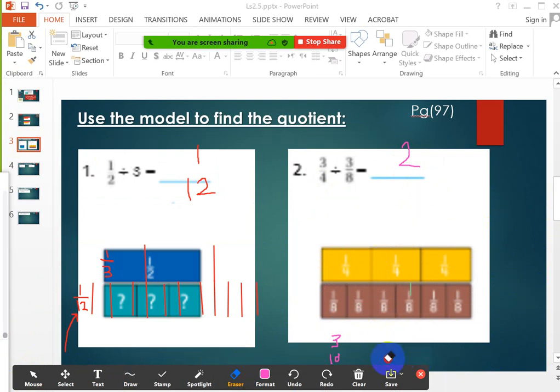You have to count. How many groups of 3 over 8? Look, count: 1 over 8, 1 over 8, 1 over 8. This is the first group of 3 over 8. 1, 2, 3, 3 over 8. Also another group of 3 over 8. That means I have how many groups? 2 groups. The answer is the number of groups. This is the idea, girls. I hope that you understand it.